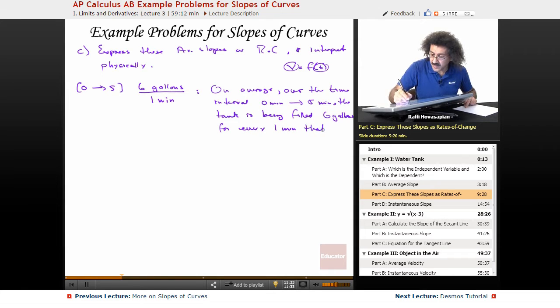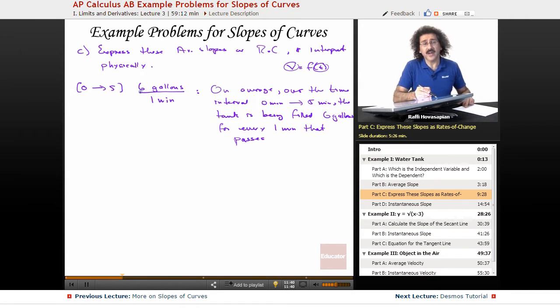For every 1 minute that passes. That's what this is saying. Okay? 6 is the numerical value that I found for the average slope. Well, the volume, gallons, is a function of time, seconds, or in this case actually it was minutes that we measured it in. So it's 6 gallons per minute, or 6 gallons per 1 minute. So in general, on average, between 0 and 5, for every minute that passes, 6 gallons of water is being added. That's the physical interpretation.